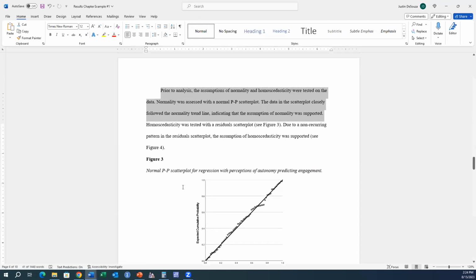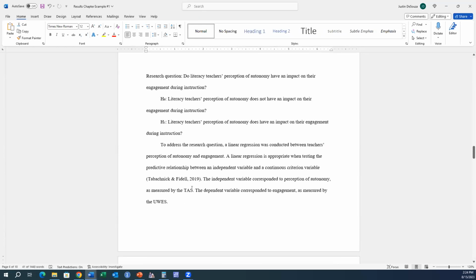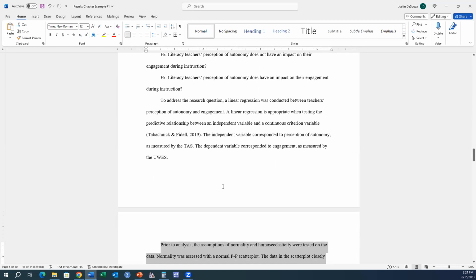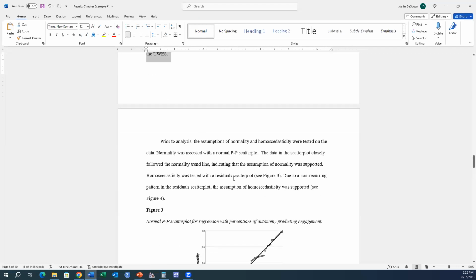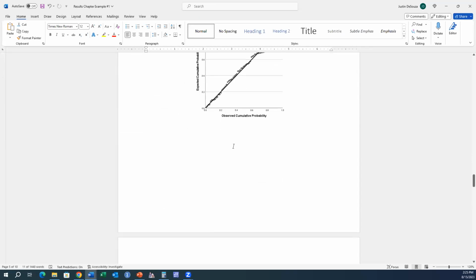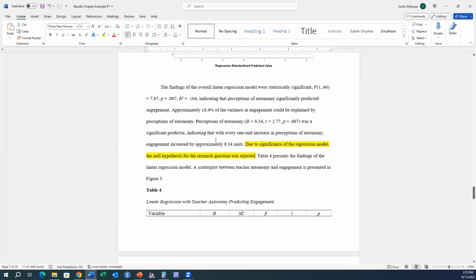Okay, and I have a second example here. This is for a linear regression. We looked at this briefly when I was discussing assumptions. So again, you give a description of what analysis is being conducted, give a definition of the analysis, what the independent variable is, and what the dependent variable is. And then in this example, assumptions were checked next. We'll scroll down through here.